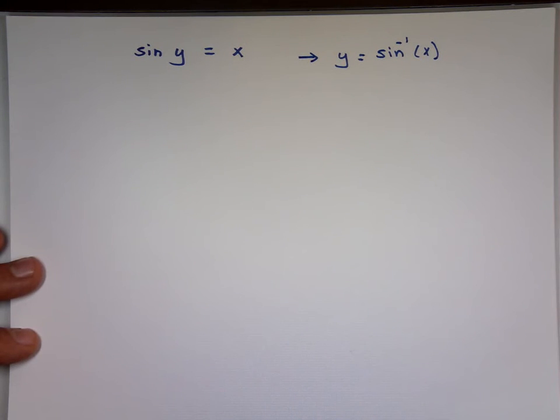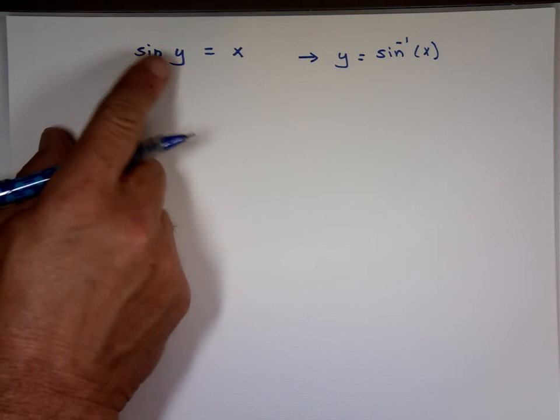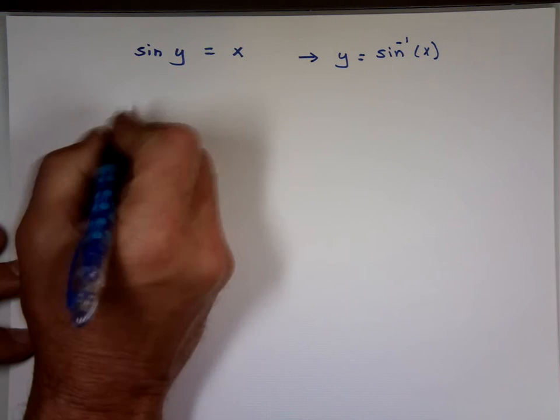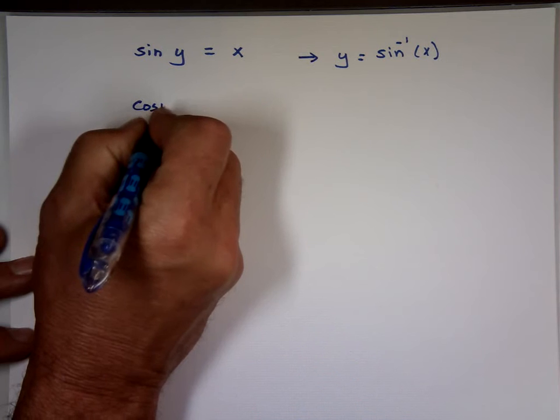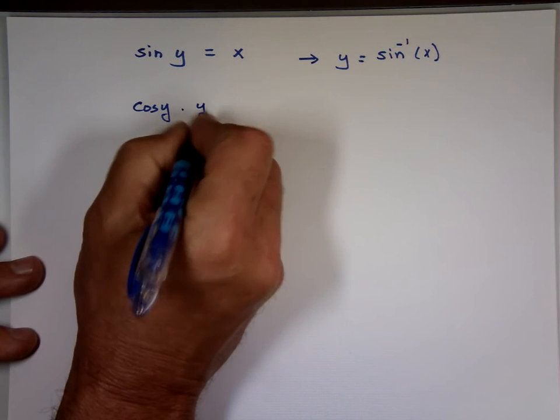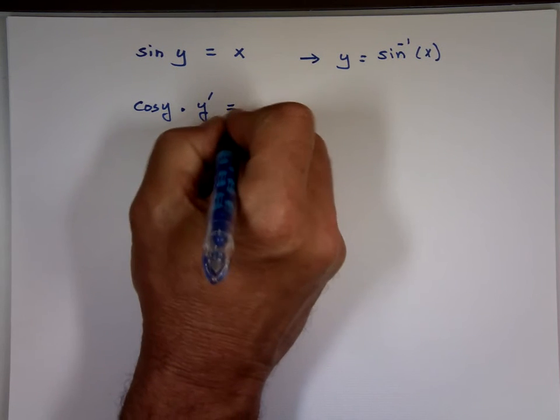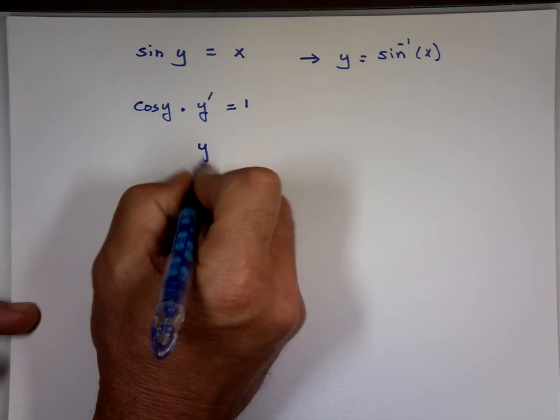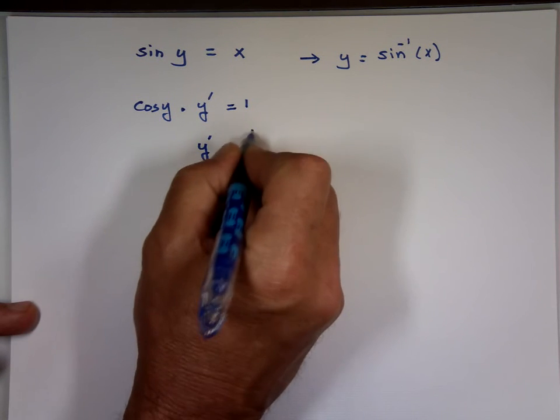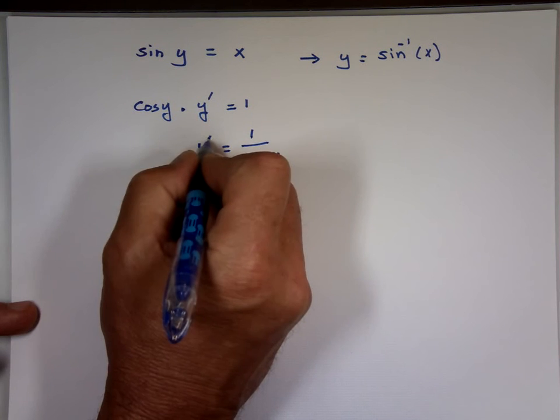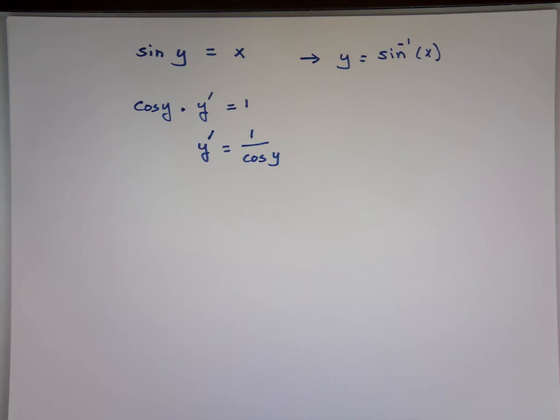What's the derivative of sine of y? Again, just like sine of u: cosine y times y prime, or u prime. What's the derivative of x? 1. Can you solve for y prime now? 1 over cosine y. Which is weird. It's almost like that's the derivative of the inverse of sine.